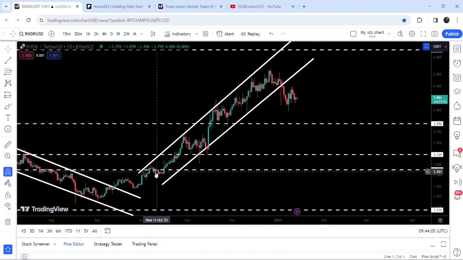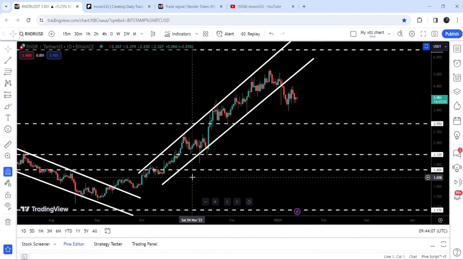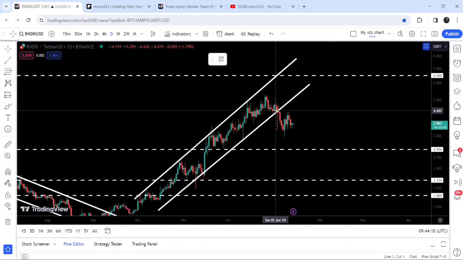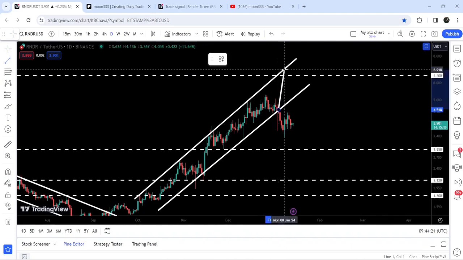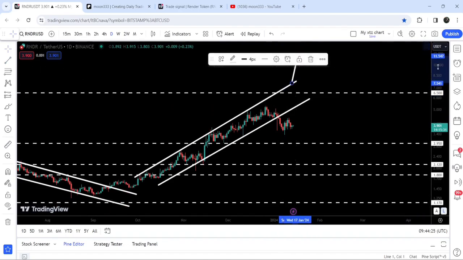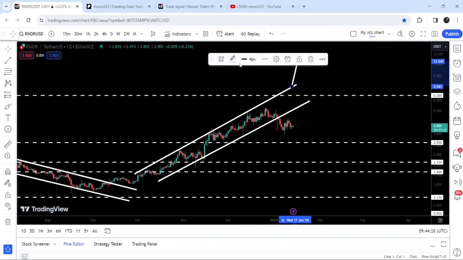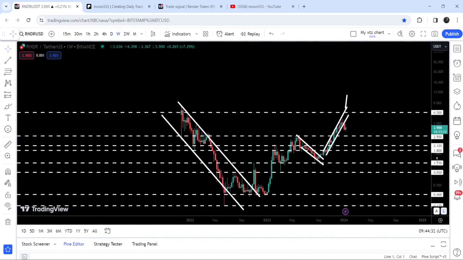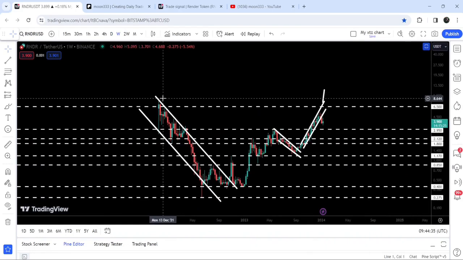By the way, the technical target for this breakdown from this up channel is here at the bottom of the channel. That is approximately at $1.70. And in case the price re-enters this up channel and breaks it out, then I'm expecting that it can try to break it out from here, and then the move can be approximately up to $11.50. Now, if we take a look at the final target for this huge breakout from this big down channel that is here at the top of the channel, that can be between $8 to $10.